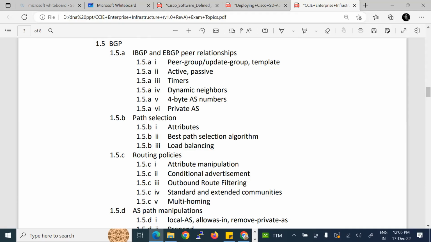We know that the internet routers have very, very big routing tables. Big routing table means they have thousands of network entries. They have to advertise networks, they have to receive networks, then they have to decide the best path. So BGP is designed for that.